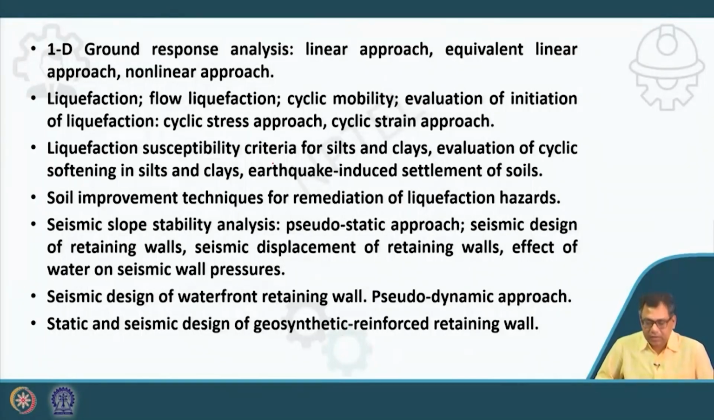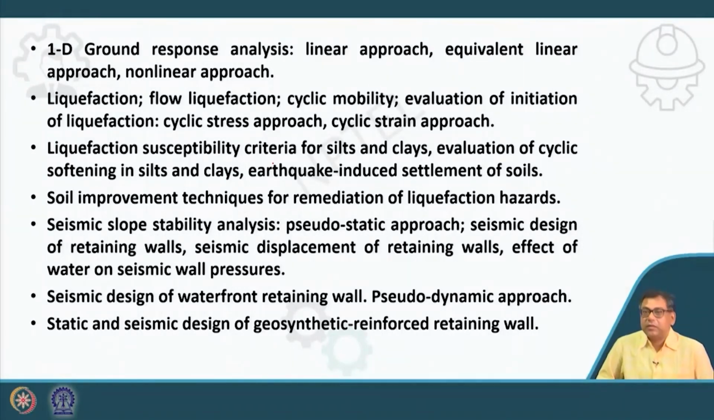Flow liquefaction, cyclic liquefaction, definition of liquefaction. Then how to evaluate the initiation of liquefaction. That means for a particular site, whether liquefaction will occur or not. How will we know that? What are the different approaches? Laboratory approaches, field approaches. Okay, those will be discussed.